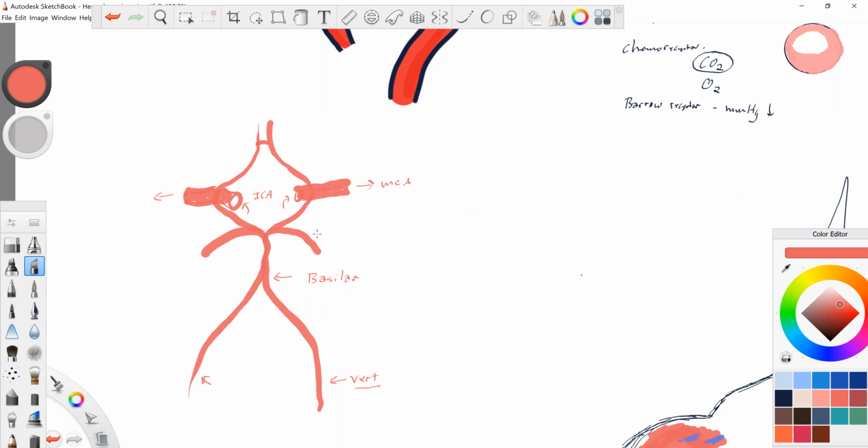And then we have different sections, and we're not going to worry about the different sections right now. We'll only worry about the posterior cerebral artery. PCAs, yes, PCAs. And you know what? I'm going to pause and make sure I don't make any mistakes here.